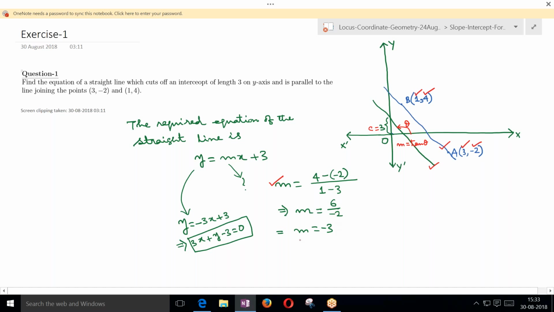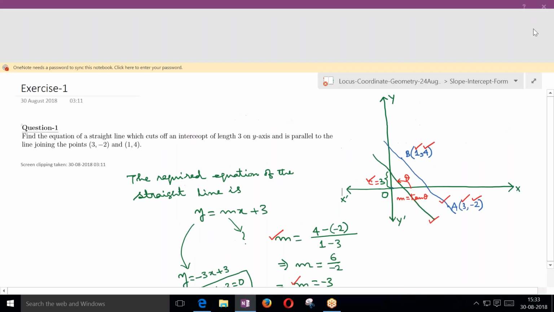So now we found m, and we already found c. Then we apply y equal to mx plus 3, because c we already know. So then m is what? Minus 3. So we get the equation y equal to minus 3x plus 3. And if we write it in a more structured manner, then we can write 3x plus y minus 3 equal to 0. I hope things are clear and you understand.